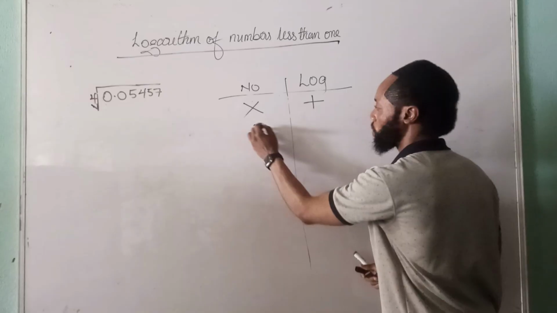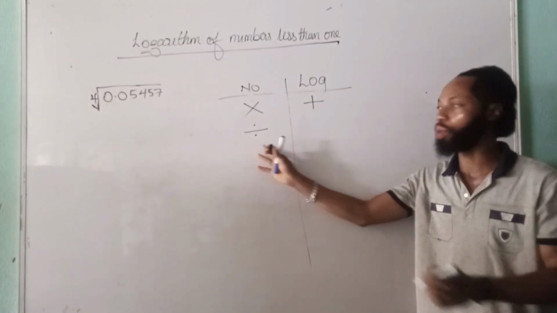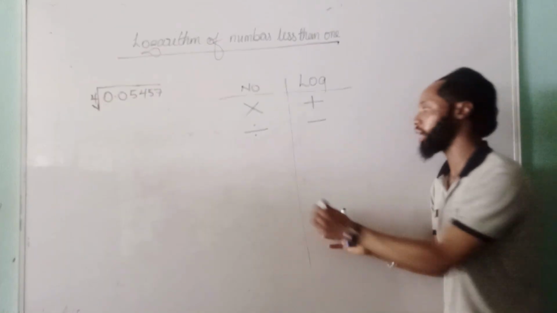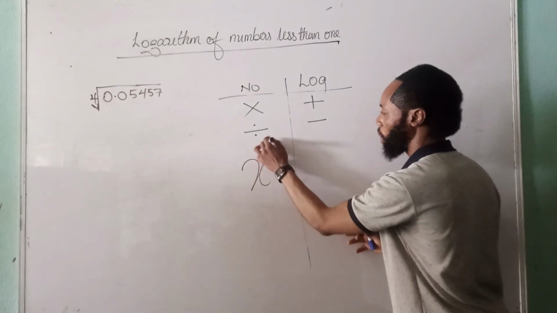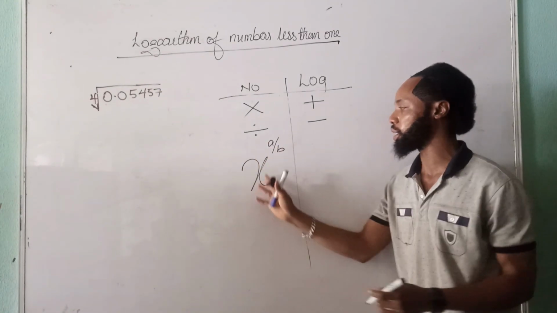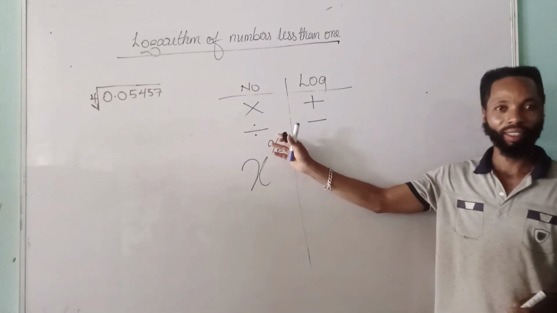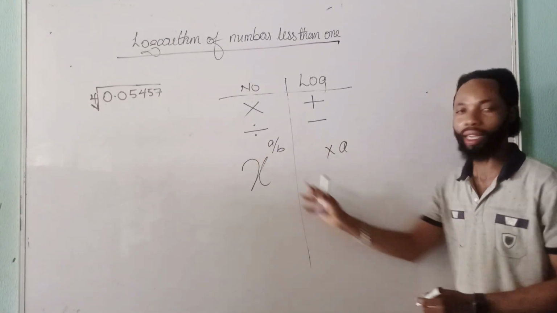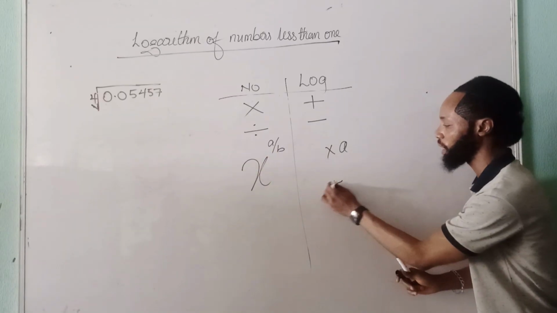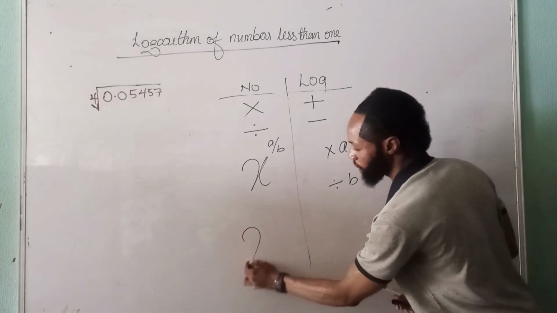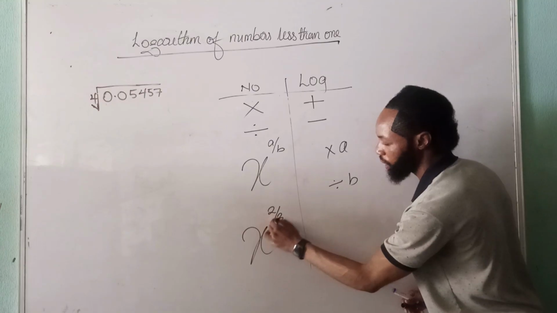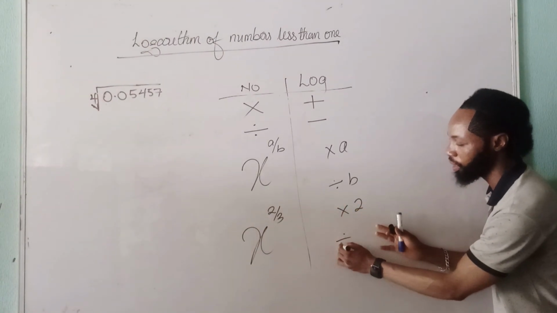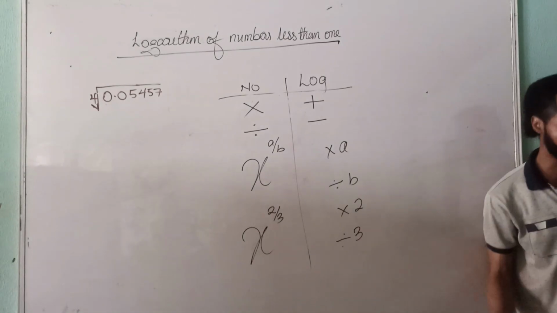Then, division under number will be what? Subtraction in log. Then I would like to express this in this form: X raised to the power A over B. Here this is our number, this is an index. The numerator of the index will be multiplying by that. Then the denominator of the index will be dividing by that. So let's say where x is a number, we have x raised to the power 2 over 3. We will be multiplying by 2 and dividing by 3. That's what we'll be doing.